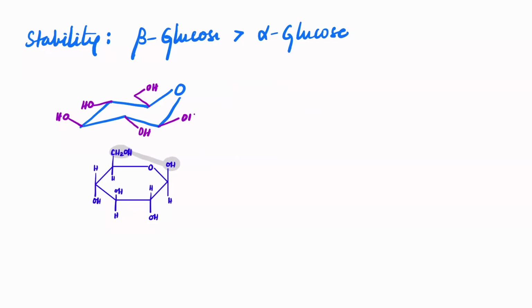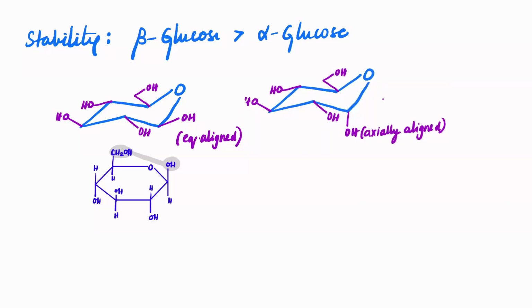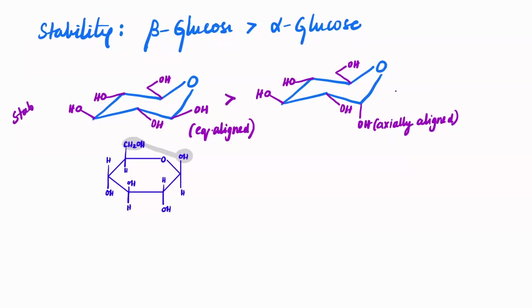Now, when it comes to the alpha glucose form, structure-wise everything is the same, only alpha and beta change the last OH group. So if you notice, this last OH group will be in this direction here. So this is axially aligned, while in beta glucose it is equatorially aligned. And you know that between axial and equatorial forms, the equatorial form is always more stable. So that's the reason why, if you compare the stability of these two, beta is more stable than alpha. And since it is more stable, definitely we can expect the quantity of that molecule will also be more.